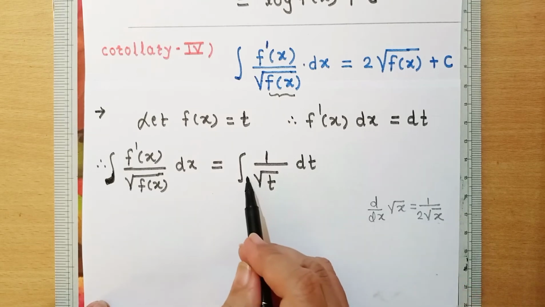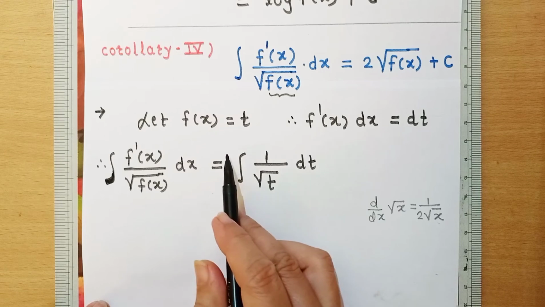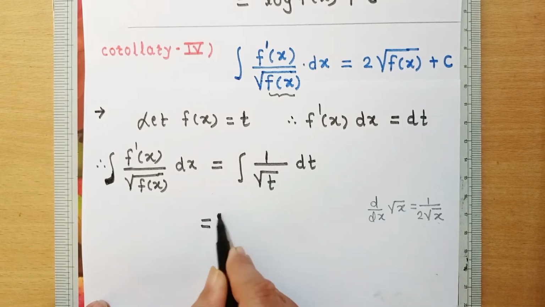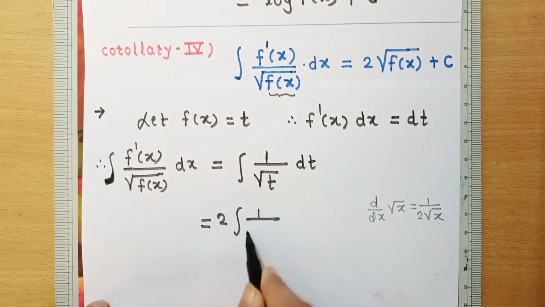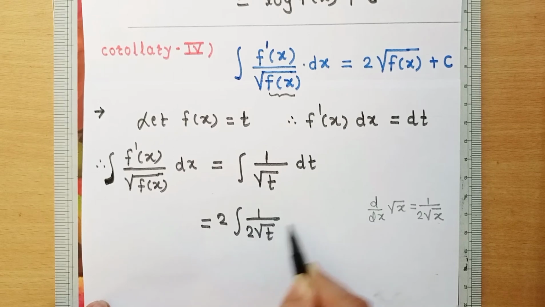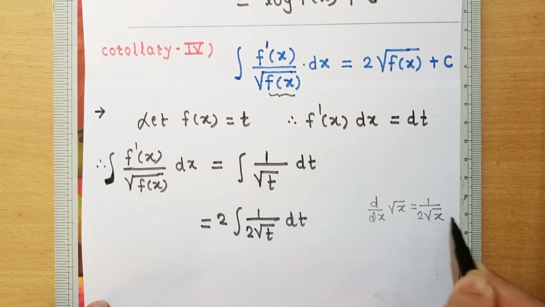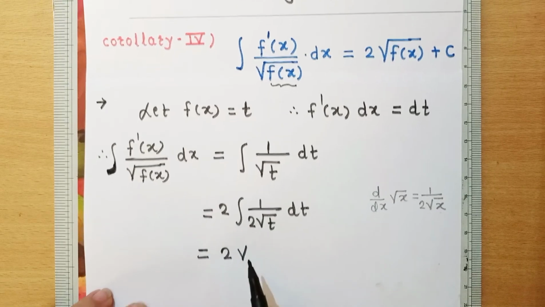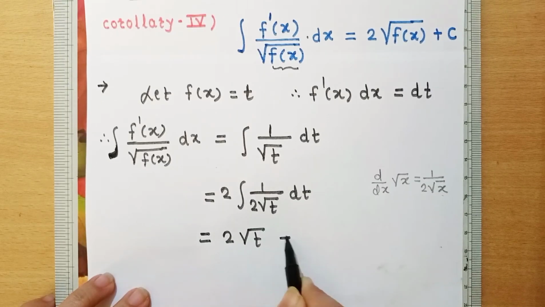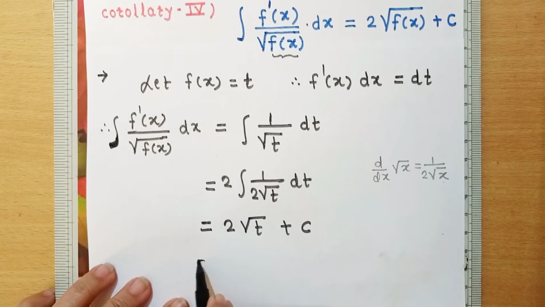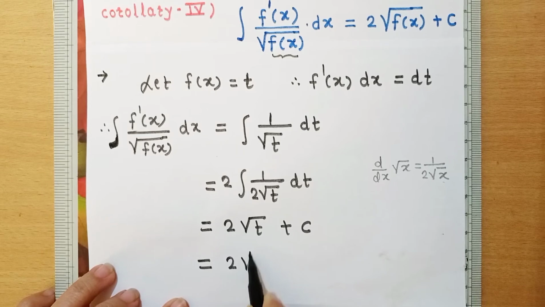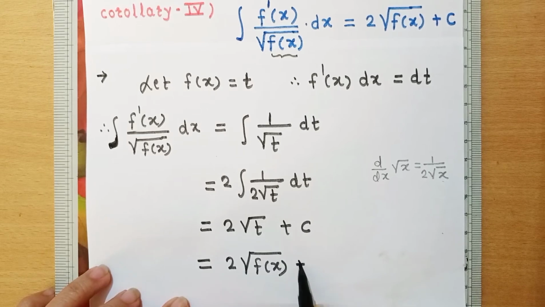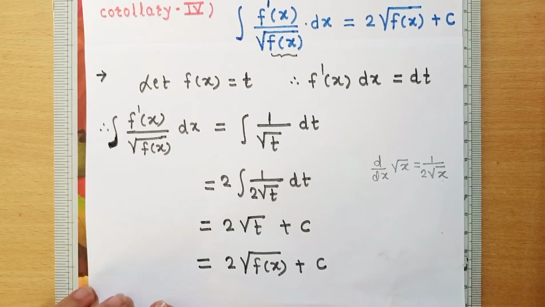So here we want 2, so we will multiply and divide by 2 here. So 2 integration 1 upon 2 root t into dt. Now integration of this equals simply root t, so we will write 2 root t plus c, and again t means f of x. So the final answer is 2 root f x plus c. This is the proof of our fourth corollary.